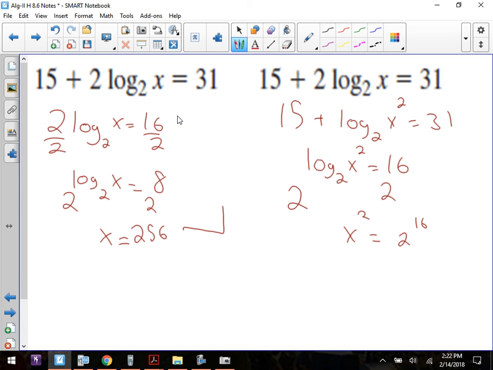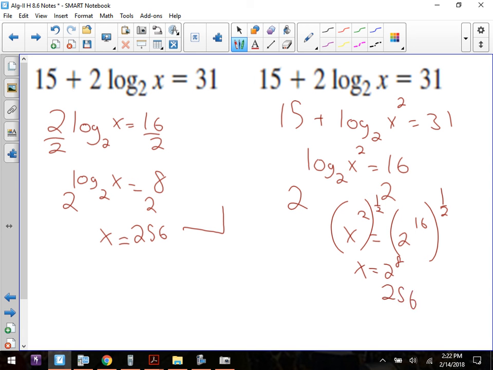Anyway, so when I take the square root, square root is what as an exponent? It's the same thing as doing a half power. And with a half power, when you have power to power, what do you do? What's half of 16? You get the same answer.